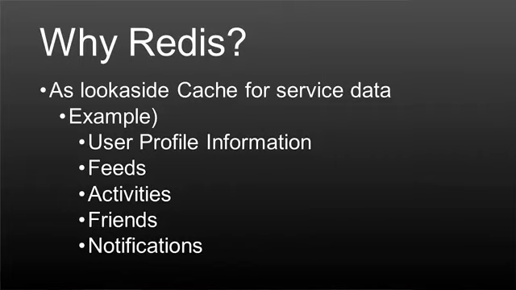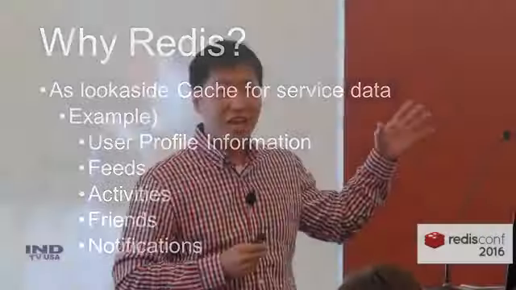So why Redis? As a look-aside cache, we use Redis to cache service data. For example, user profile information, feed lists, activities, friends lists, sometimes notifications and push. We save everything into Redis.